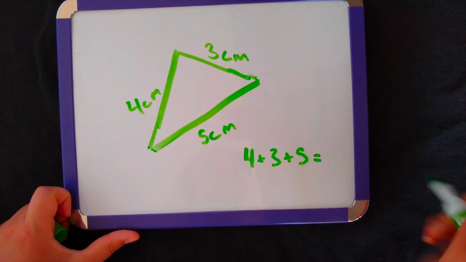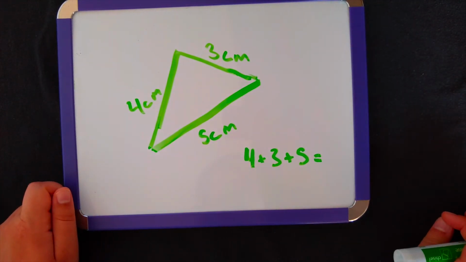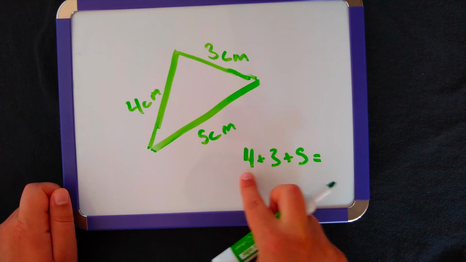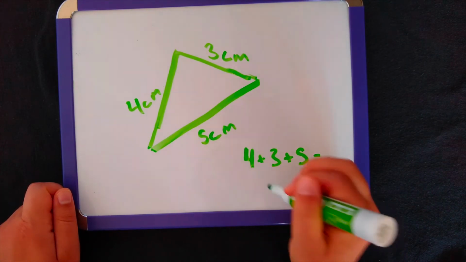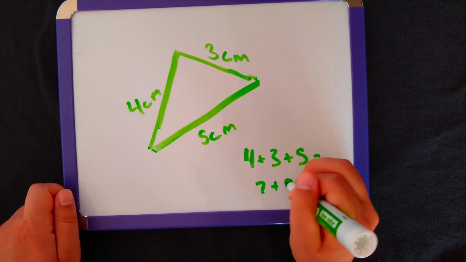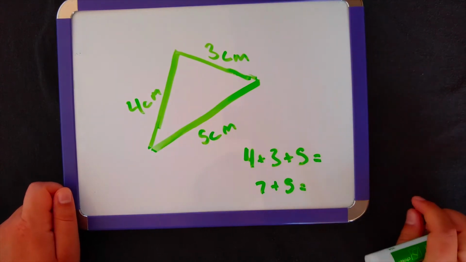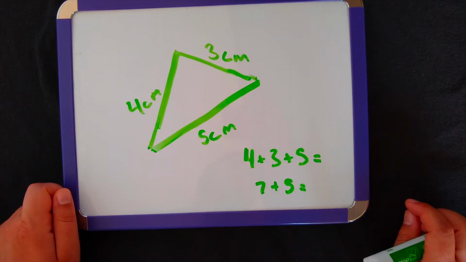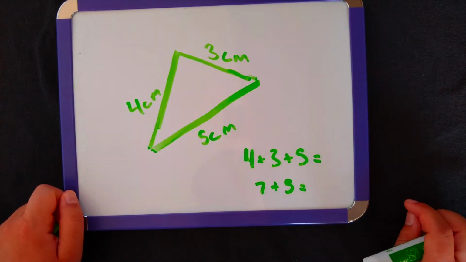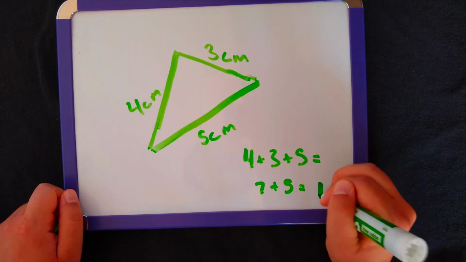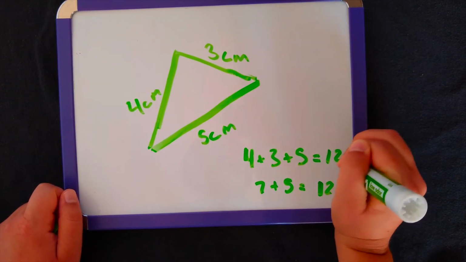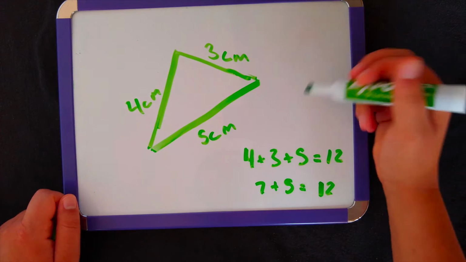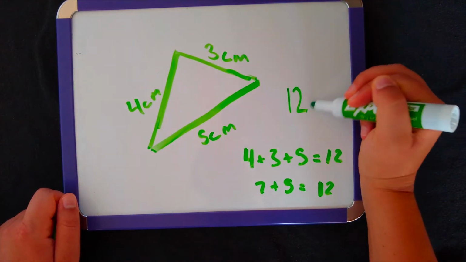Now, what does that equal? We can also do 4 plus 3, that's 7, plus 5 is another way to add these together. So, what's 7 plus 5? That's it, 12. Both of these are 12. And so our perimeter is 12 centimeters.